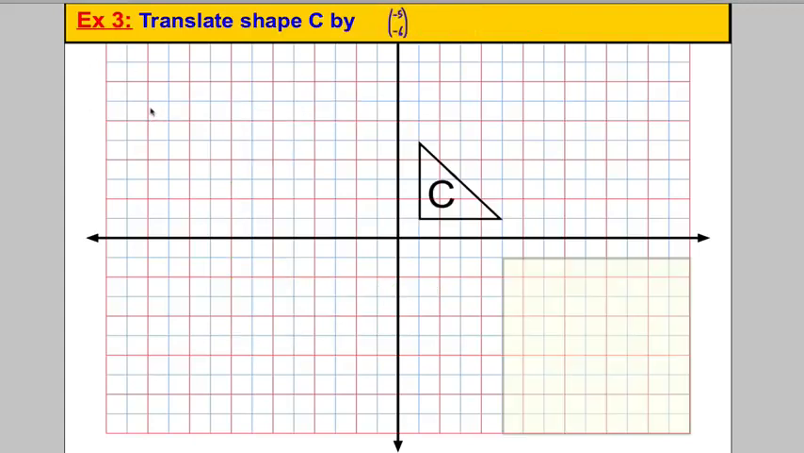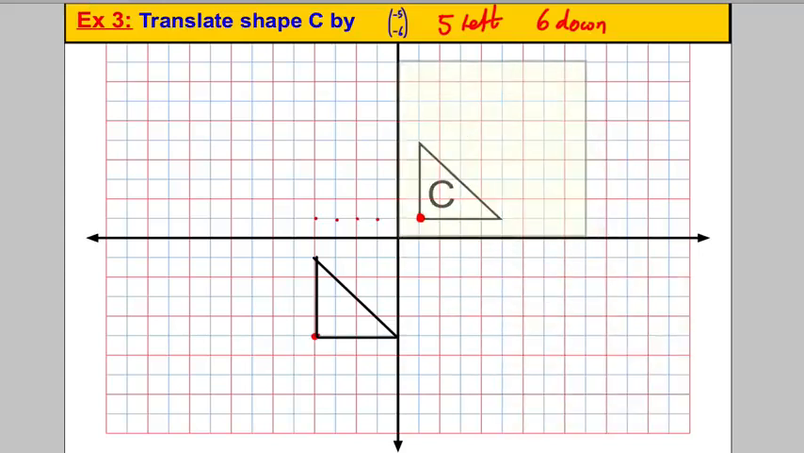Example 3, we're going to translate this shape by -5, -6, which obviously means 5 left and 6 down. So why don't we this time use the pick a corner method? So I'm going to pick that corner there, and I'm going to go 5 left and 6 down. 1, 2, 3, 4, 5. 6 down. 1, 2, 3, 4, 5, and 6. So that corner would be there, and I know I've got a triangle with base 4 and height 4, because this triangle had base 4 and height 4, and there we go, I'm done.